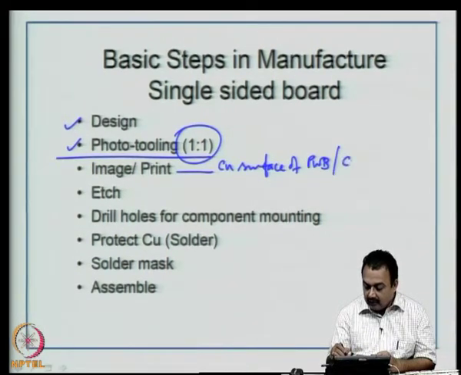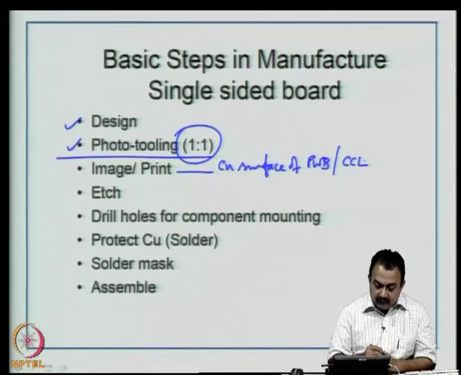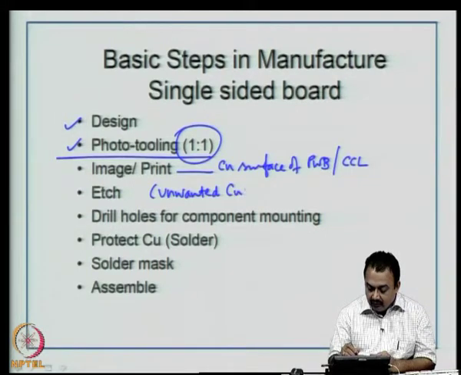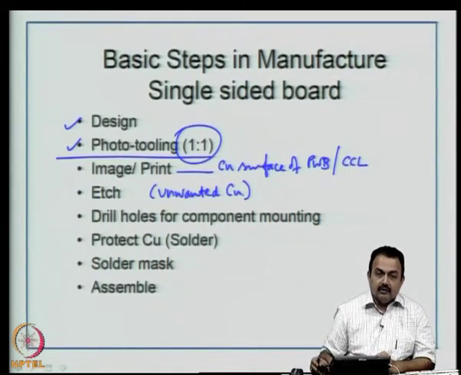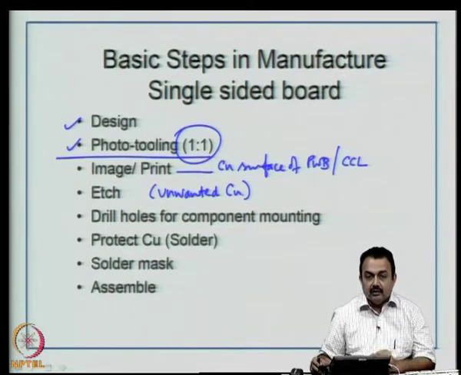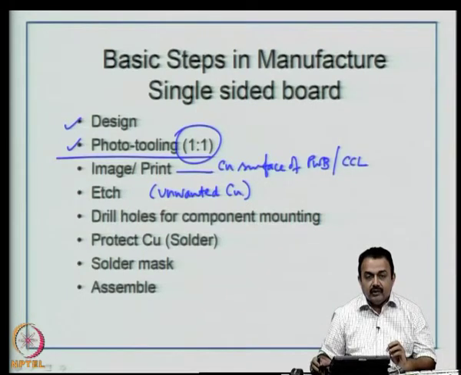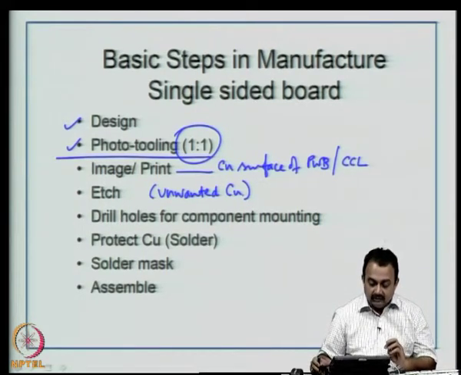The next step is you image or print this image onto your copper surface of your printed wiring board or copper clad laminate. Then once the imaging is done, you etch out unwanted copper. Etching is a process where you can remove any metal. You can etch a metal, you can etch a plastic, you can etch different metals with different etchants, or inversely a particular metal will have to be carefully removed by using a selective etchant. So, in this case of copper, you have to use selectively etchants that will remove copper from the surface of the board.